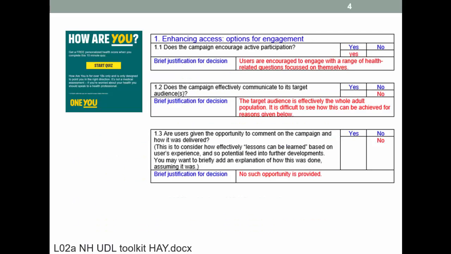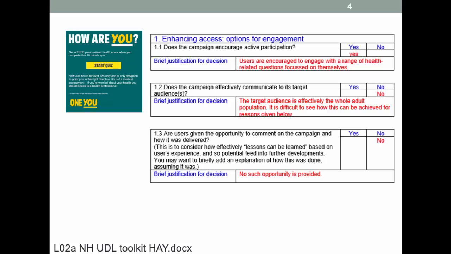Okay, so these results may be a little hard to see on the screen, but can be found in the document listed there, L02a NH UDL toolkit. The first 3 questions are about the general aims of the campaign and its target audience. Later we'll drill into details about effectiveness. I won't necessarily review each question individually unless it's particularly appropriate.